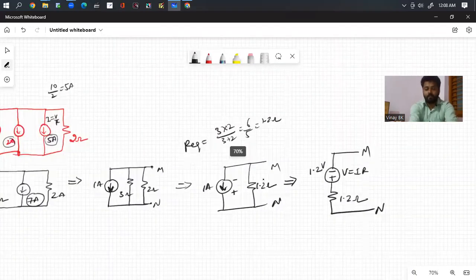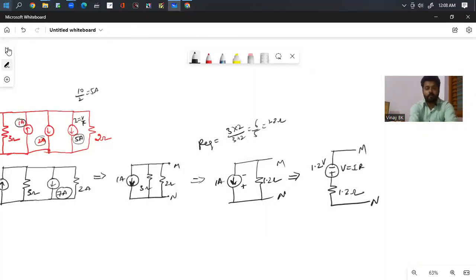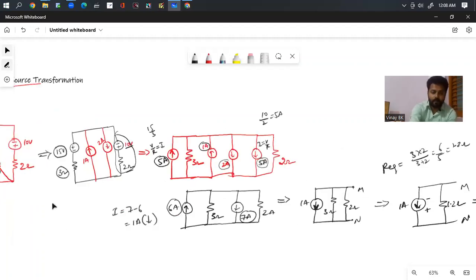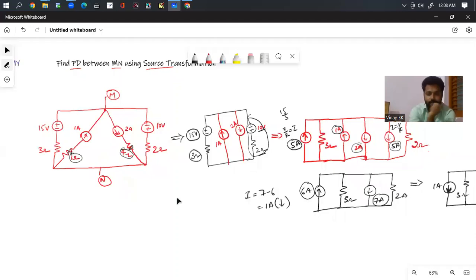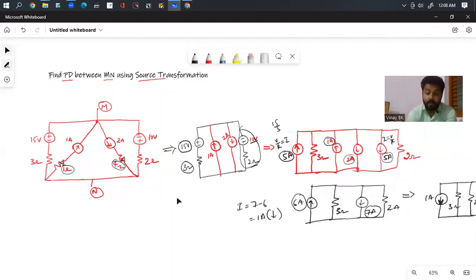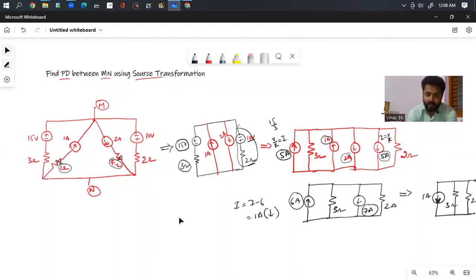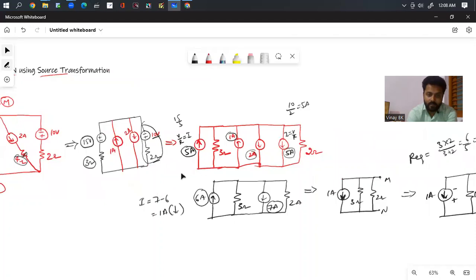from the starting. Earlier the circuit was like this. Now you are neglecting the resistances which are connected in series with the current source, then 1 ampere is flowing upward, 2 ampere is flowing downward. Then you are converting the voltage source into current sources, so that 5 amperes with respect to 3 ohm, and 5 amperes with respect to 2 ohm on the right side.